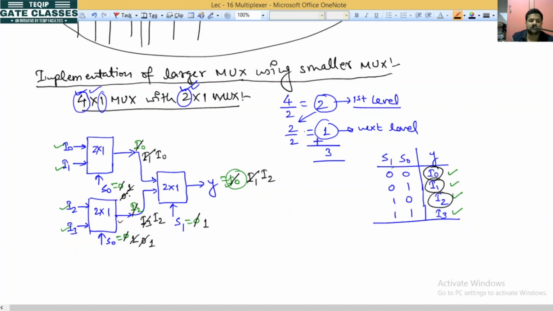S0 is 1, S1 is 1. So if both are 1, then for this mux, since we know that S0 is 1, I1 will be transferred to the output. Here we have S0 1, so I3 will be transferred to output. Now S1 is 1, so if it is 0, then I1 will be transferred to the output, but S1 is equal to 1, so I3 will be transferred to output. So I3 will be transferred to output.